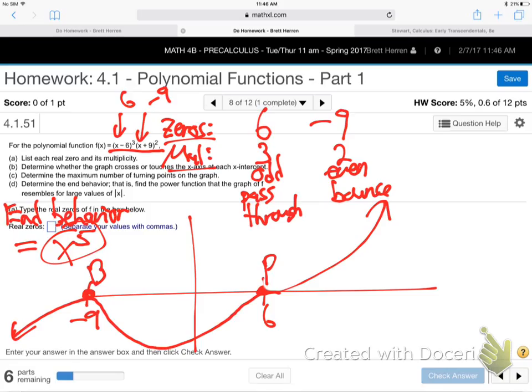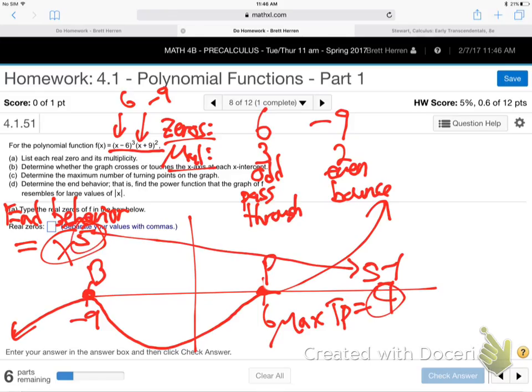What's the max turning points? 4. Yeah, 4, because it's 5 minus 1. It's the power there minus 1. So at most, it turns 4 times. Right? I didn't show those. I don't know exactly where those are. I just know it doesn't have any more than 4.